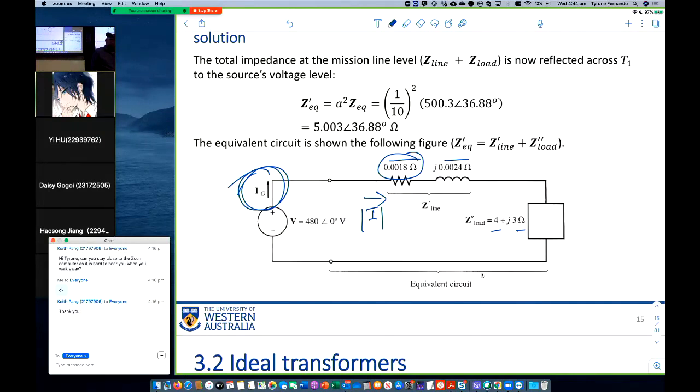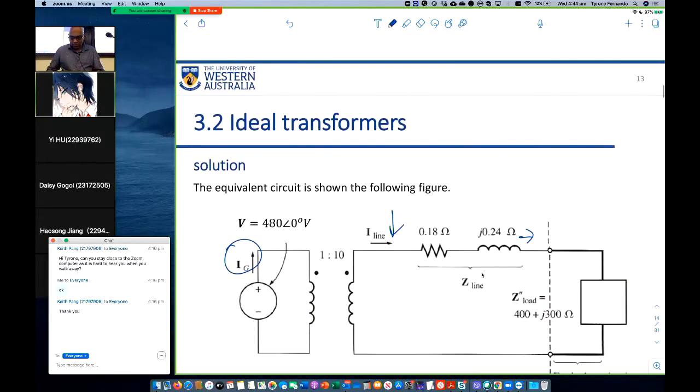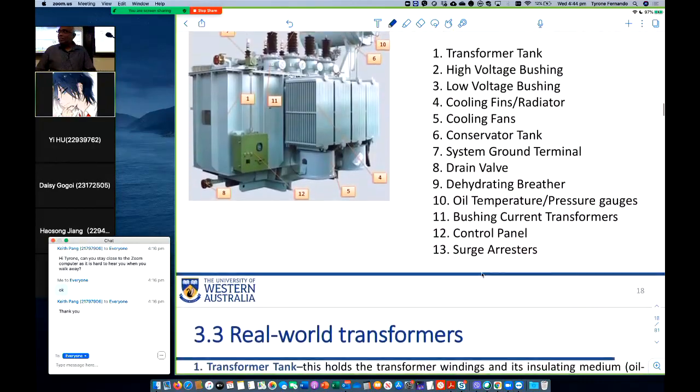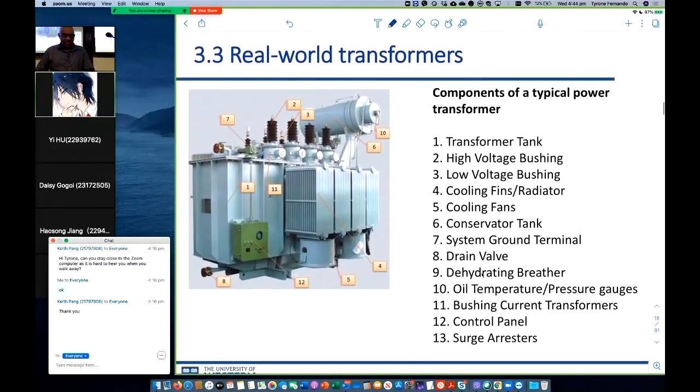And then if you really want to know the exact current on the transmission line, you know this current, therefore you can find that current using the turns ratio, right? You know that I1 on I2 is equal to N2 on N1, the inverse of the turns ratio. All right, so that's a very simple calculation. That's the ideal transformer, right?